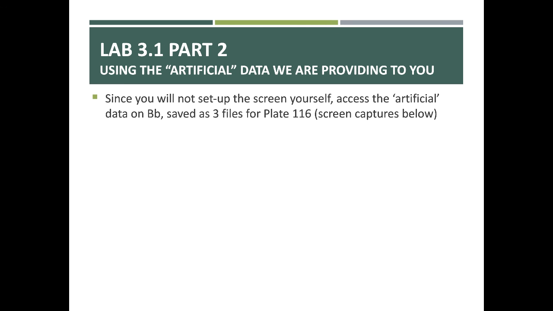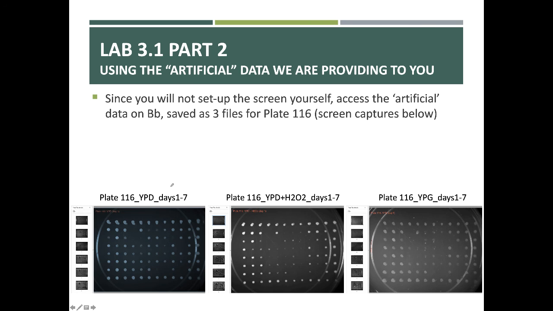Now, as I said before, we're going to be working with artificial data, but it's real data just from a previous semester. There are 3 files on Blackboard for plate 116. Some of the data will contain growth on YPD, some will contain YPD plus hydrogen peroxide for our oxidative stress, and then some will contain YPG. And we have it set up for days 1, 2, 3, 4, 5, 6, and 7 for each of these. So you'll have to go through each of these to see which mutants are growing well on YPD, but less well on hydrogen peroxide, or less well on YPG. And we'll go over that a little bit more for lab 3.2.